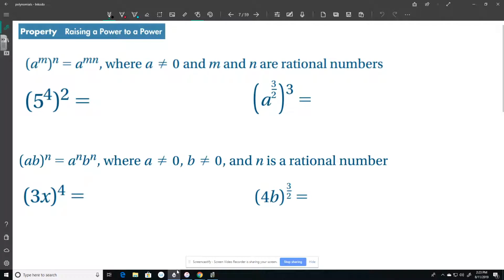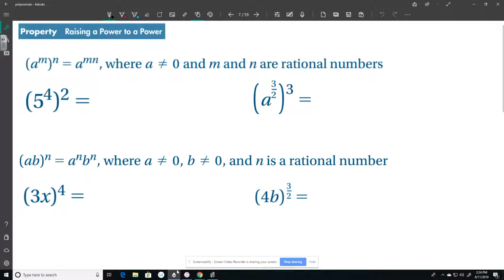Okay, next rule, raising a power to a power. This is one that people mix up with the first one we talked about. What if I have a to the m power raised to the n? That's kind of confusing. So look at this example right here. 5 to the 4th is in parentheses, and we're going to raise that to another exponent. So we have 5 raised to the 4th, all of that being raised to the 2nd power.